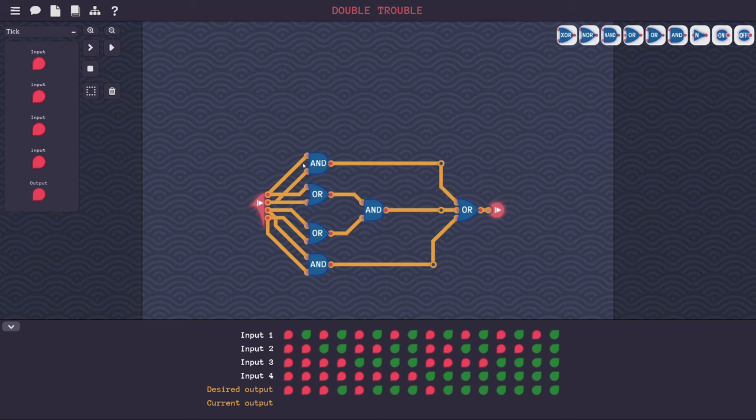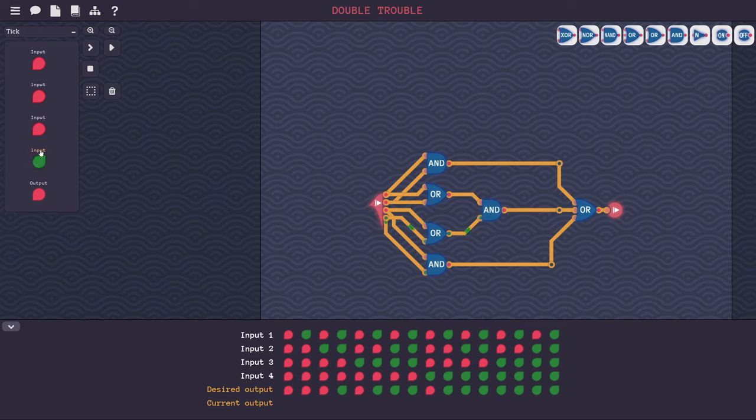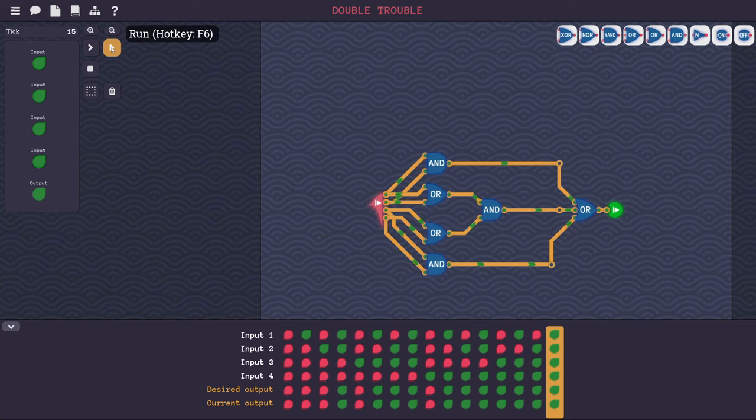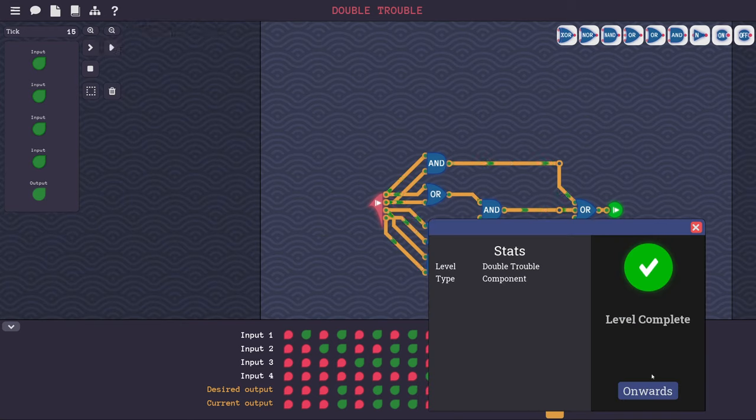If the top two are both high, then that triggers this AND gate, which is one of the conditions, so the output gets high. If the bottom two are high, that's one condition. And then if the middle two are high, that also triggers it. So I think that'll work. Let's run. All right, there it is.